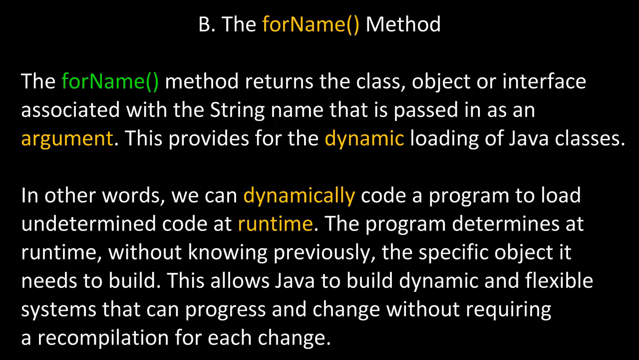Continuing with the idea of reflection, there is the forName method. The forName method returns the class, object, or interface associated with the string name that is passed in as an argument. This provides for the dynamic loading of Java classes. In other words, we can dynamically code a program to load undetermined code at runtime. The program determines at runtime, without knowing previously, the specific object it needs to build. This allows Java to build dynamic and flexible systems that can progress and change without requiring a recompilation for each change.